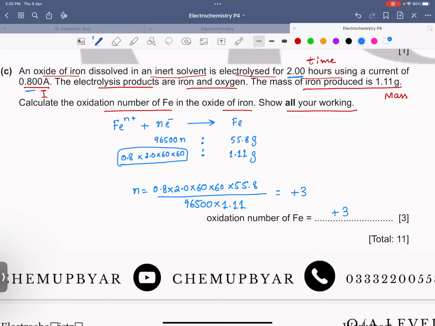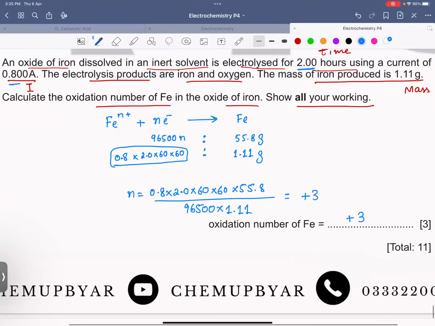So in that way you are going to attempt these questions if they ask you for the oxidation number.